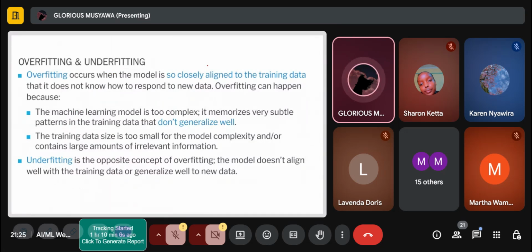We also discussed a bit about overfitting and underfitting. This is just a repetition. Overfitting is where the model is cramming your data, so it's performing so well on the training data and poorly on new data. And underfitting is the opposite of overfitting. It's where the model has not learned anything from the data.